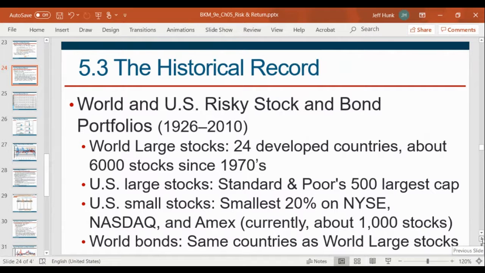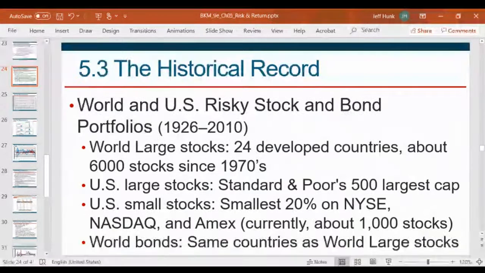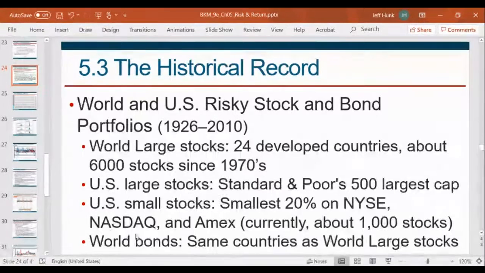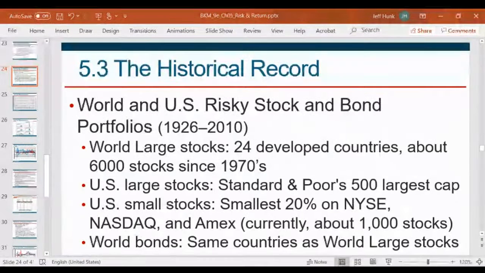World bonds are from the same countries as the world's largest stocks. Same countries, right?